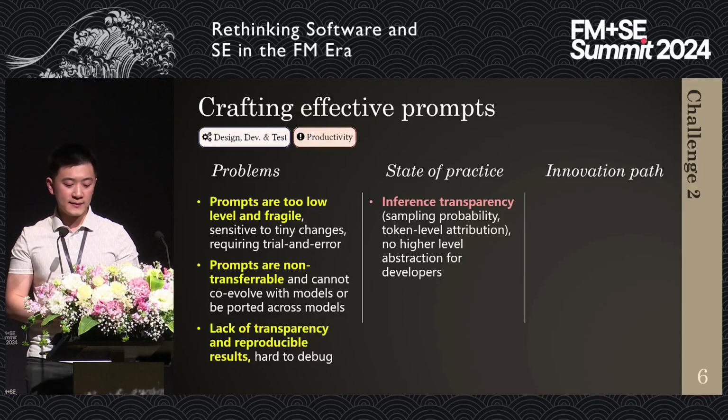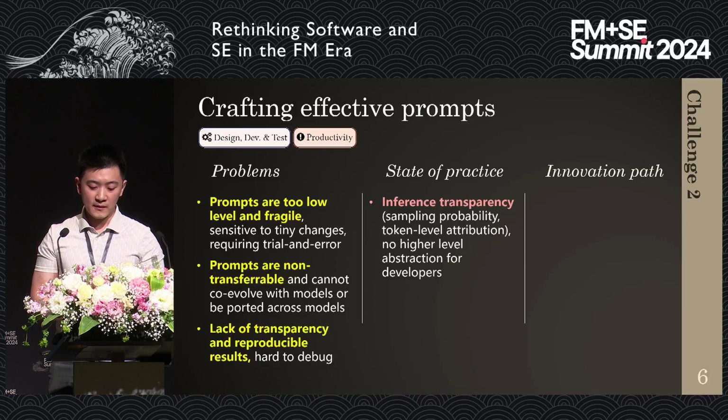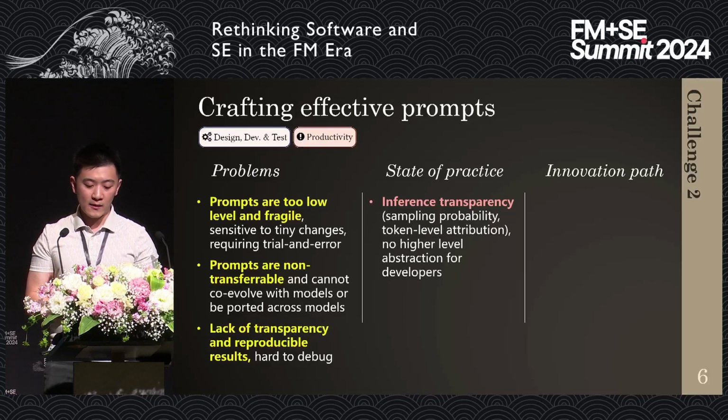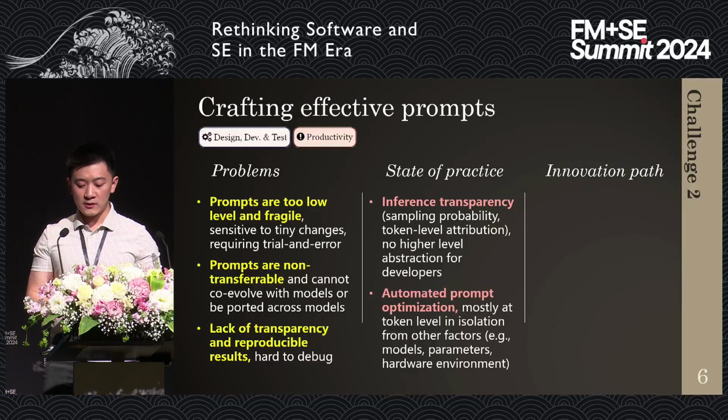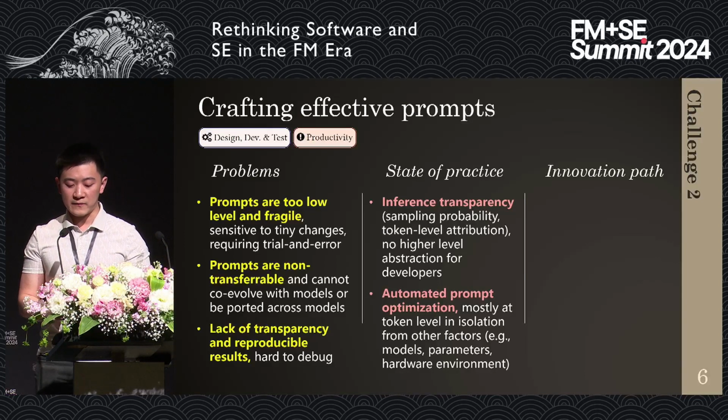So currently, the state of practice is that firstly, a lot of effort is put into ensuring the inference transparency of prompts, where the tools will show you the sampling probability and token-level attribution of the prompt. But it lacks the high-level abstraction for developers to debug how to optimize the prompt. Another method people are using is automated prompt optimization through reinforcement learning or other search-based methods. But most of these methods focus on the token level in isolation from other aspects that will impact the outcome of the prompt, such as the model choice, the inference parameters, and hardware environment.